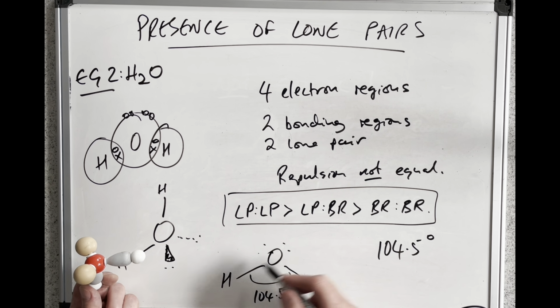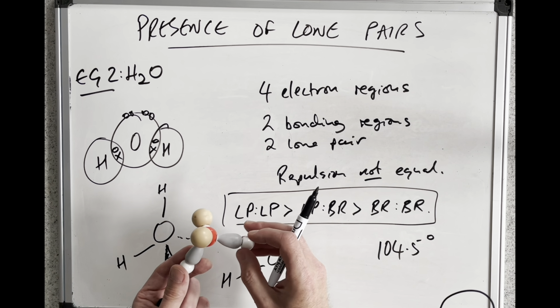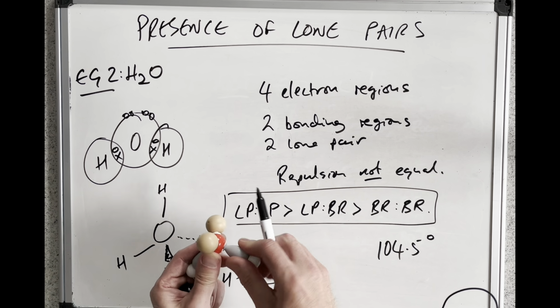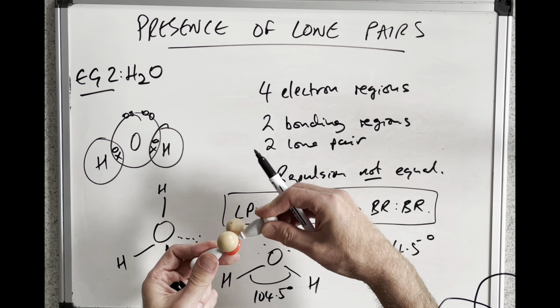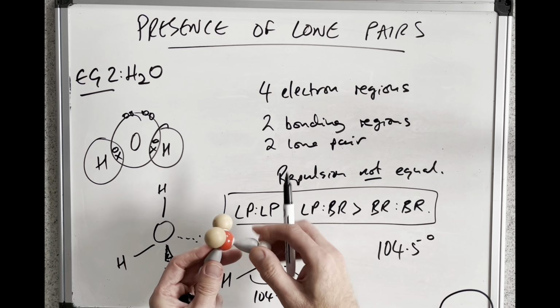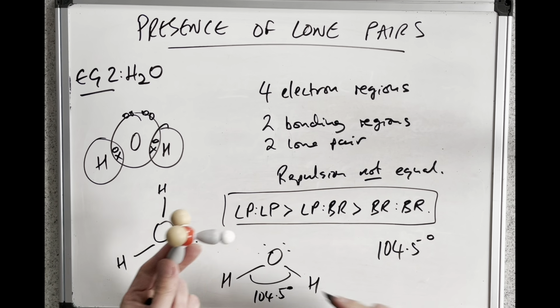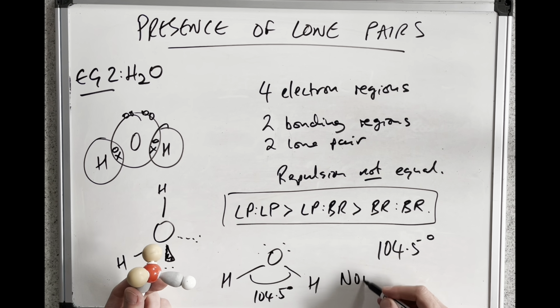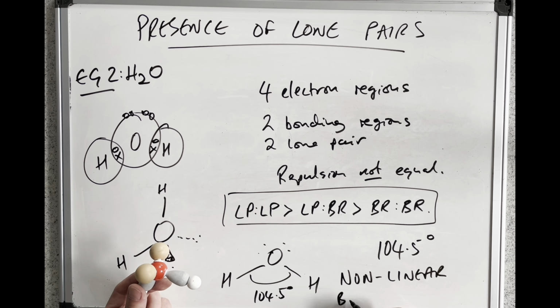What do we call that shape? Well, it's just called non-linear. So obviously this hydrogen is not in a straight line, it's on this angle here, so it's classed as non-linear. You could also call it bent, you could also call it V-shaped. They're all accepted names for this.